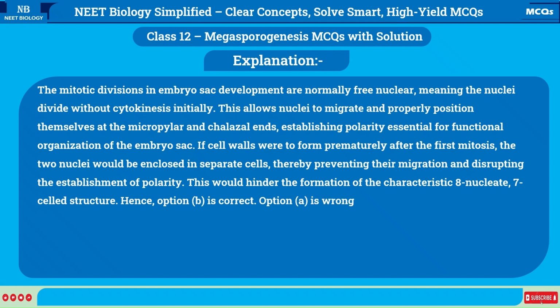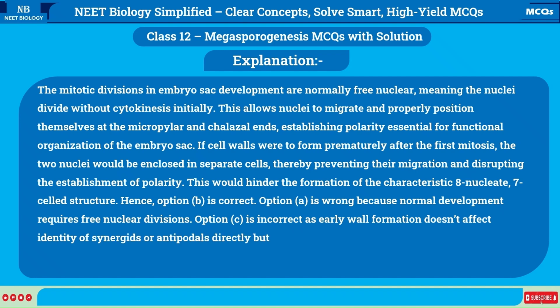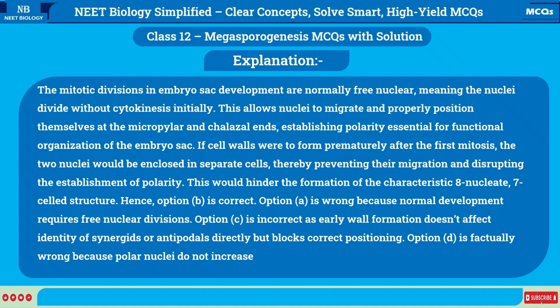Option A is wrong because normal development requires free nuclear divisions. Option C is incorrect as early wall formation doesn't affect identity of synergids or antipodals directly but blocks correct positioning. Option D is factually wrong because polar nuclei do not increase in number due to cell wall formation.